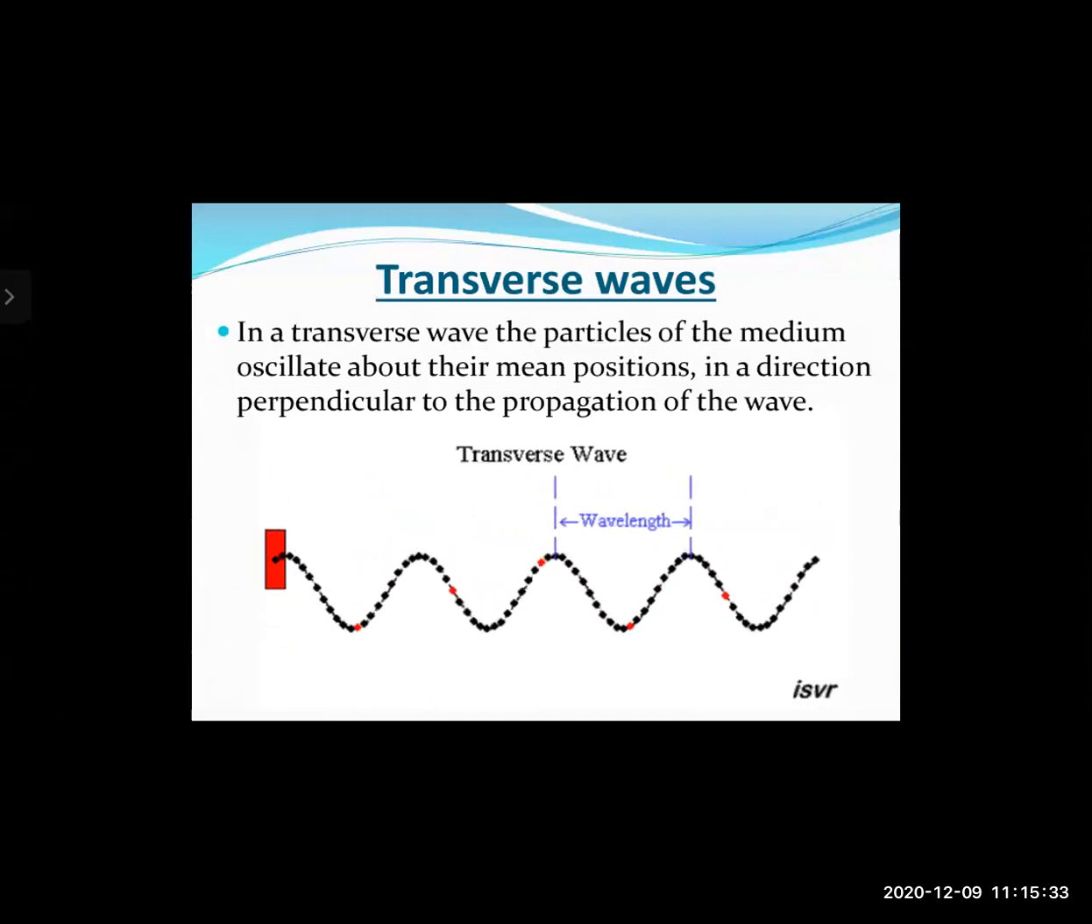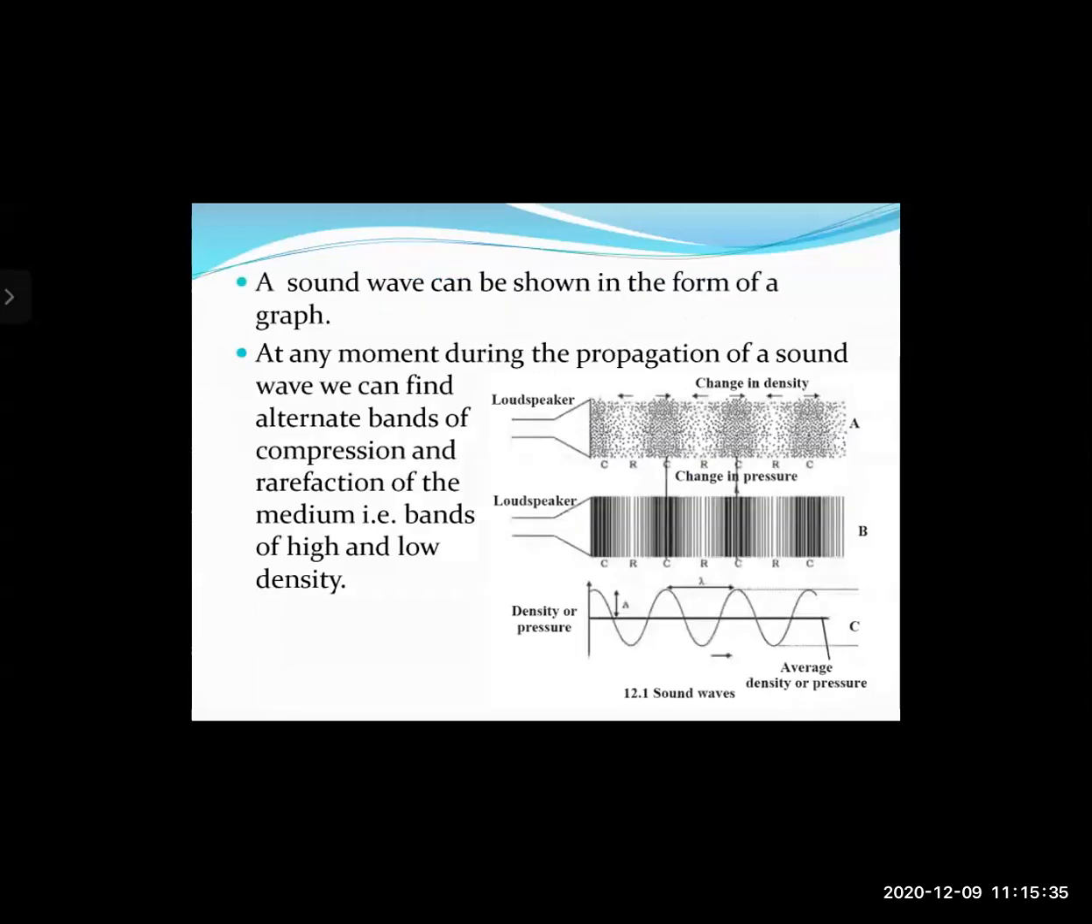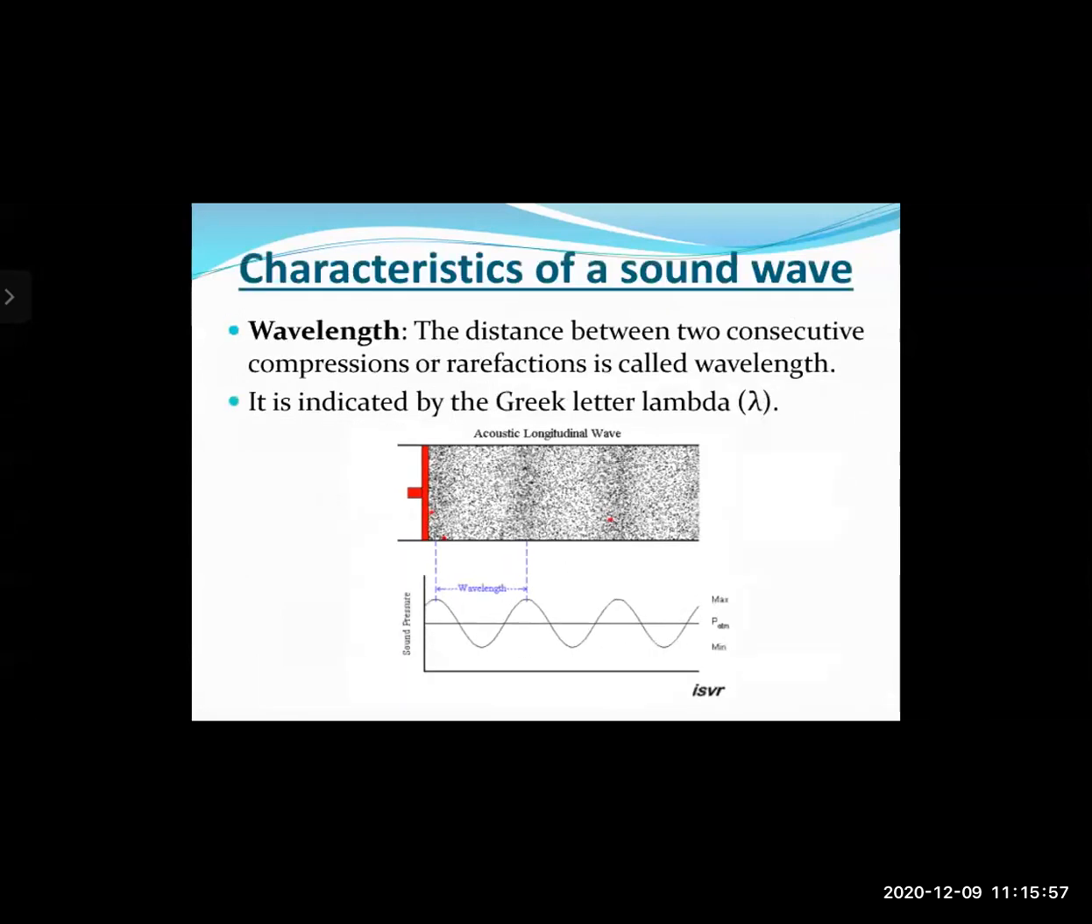Then the next we had seen was the concept of sound waves. You can see how the sound waves are formed by the changes in density, and it moves from left to right. At any moment during the propagation of a sound wave, we can see those alternate bands of compressions and rarefactions, where the bands of high and low densities are formed. Then we had seen characteristics of sound waves.